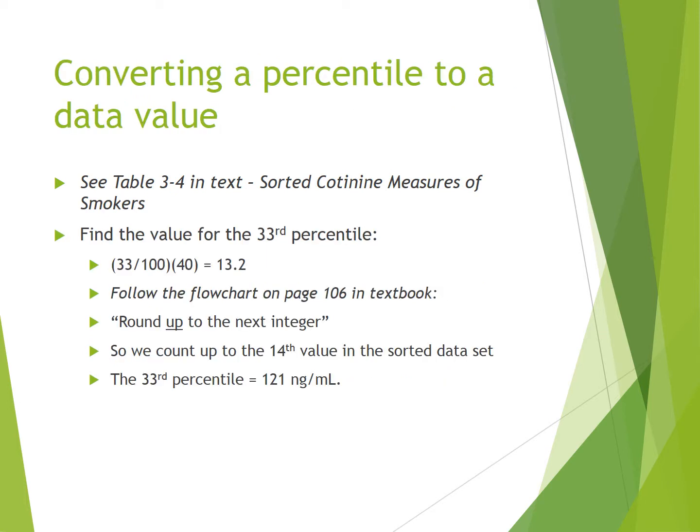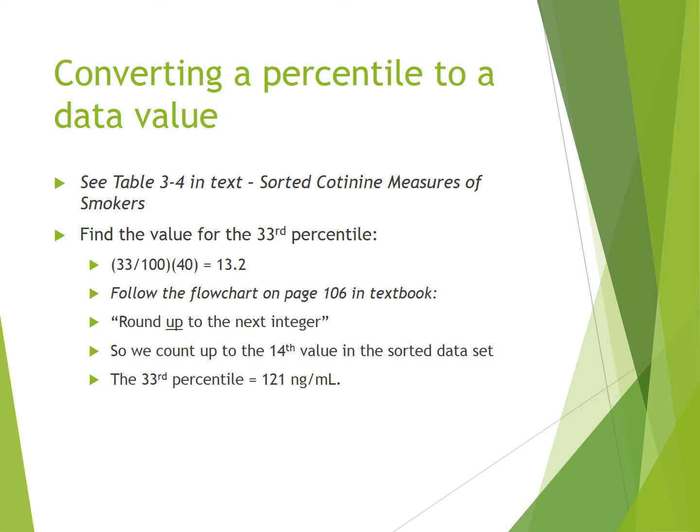You might need to use percentiles. Given a percentile, let's find the data value for that percentile. So again, let's go back to Table 3.4, the sorted cotinine measures, and let's find the value for the 33rd percentile. So we take 33 divided by 100 times 40, which is the number of values in our data set. That number comes out to 13.2.